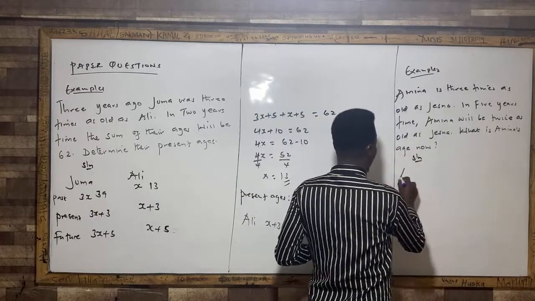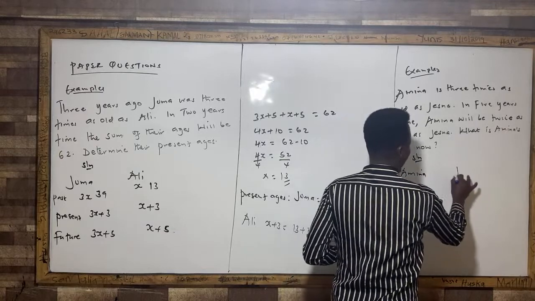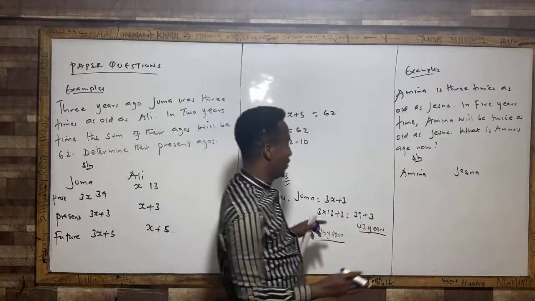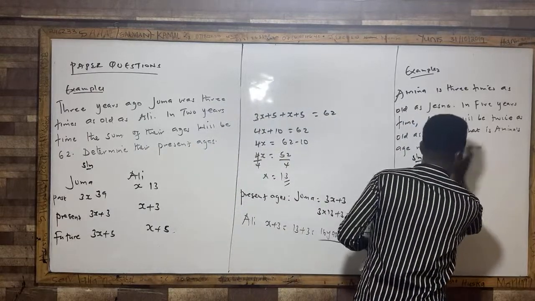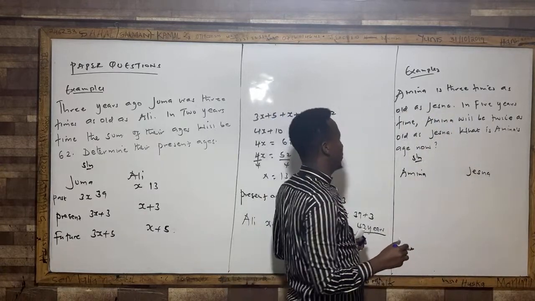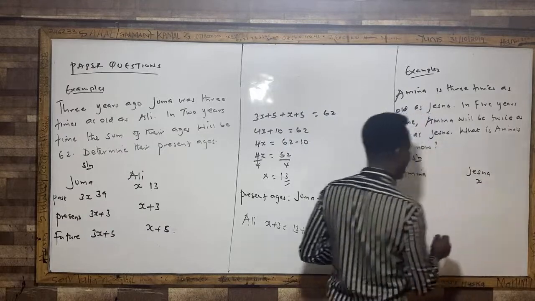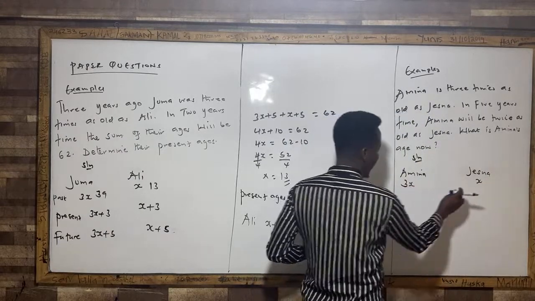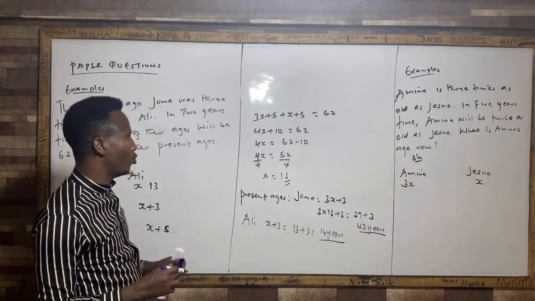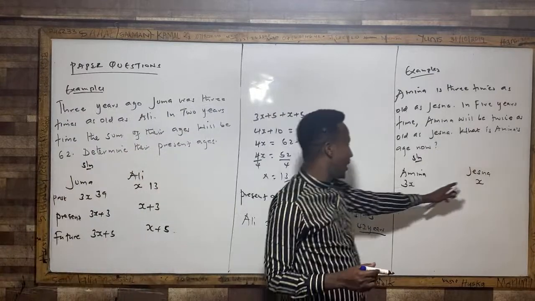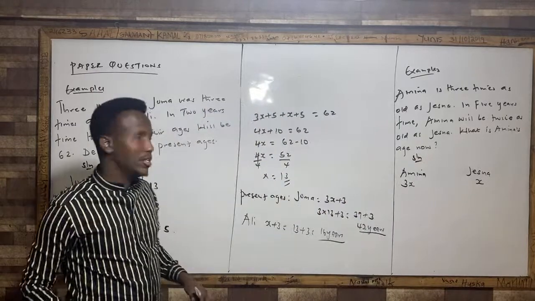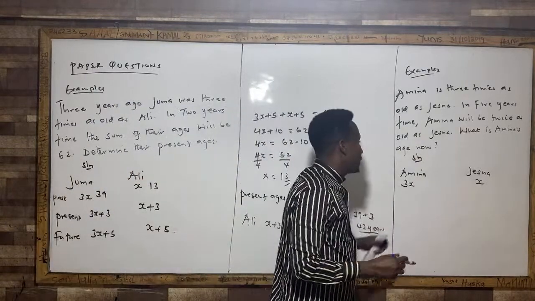So here we'll have Amina and Jesna. These are the 2 characters. Let me write Jesna here. Now we are told Amina is 3 times. So let the age of Jesna be x. So Amina obviously will be 3x. Please understand this. Because we are told Amina is 3 times as old as Jesna, if Jesna's age is x, then Amina will be 3x, okay?